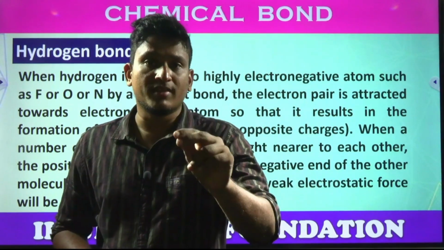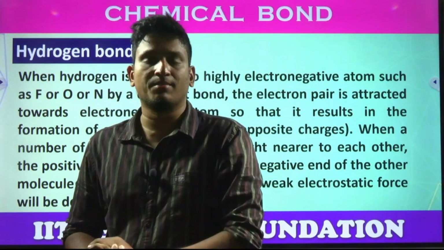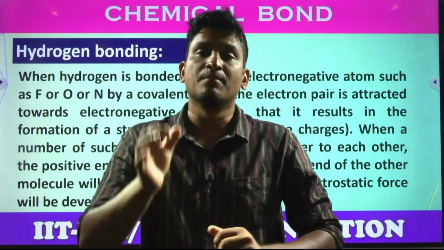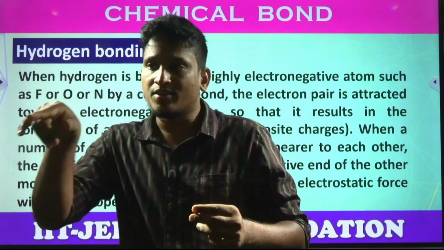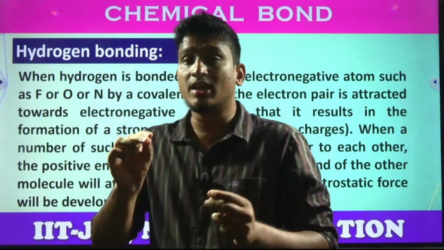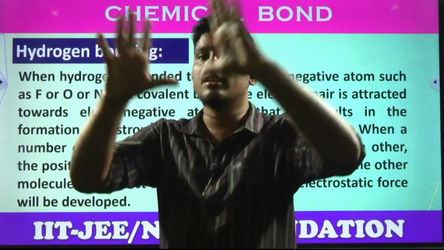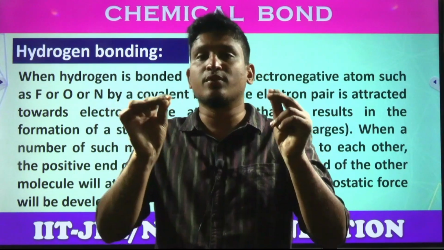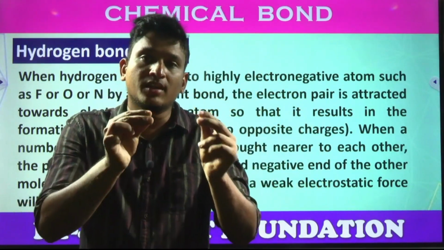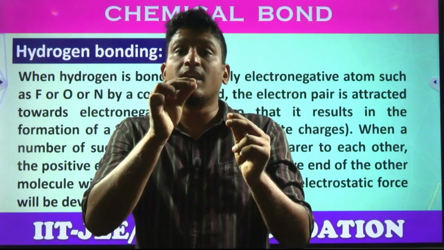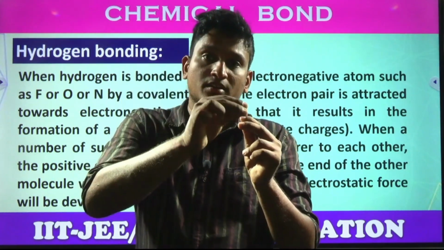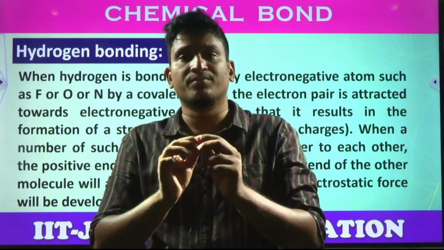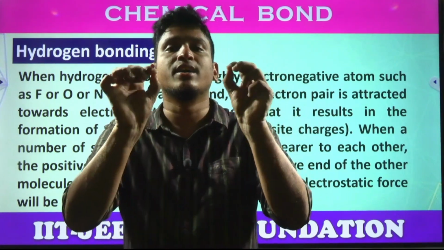So when hydrogen combines with a highly electronegative element, which charge does hydrogen get, students? Partial positive or partial negative? Partial positive charge. And the electronegative element gets which charge, students? Partial negative charge. Yes sir. And in the case of many molecules, the weak electrostatic force of attraction between the hydrogen atom and the highly electronegative element of the other molecule is called hydrogen bonding.